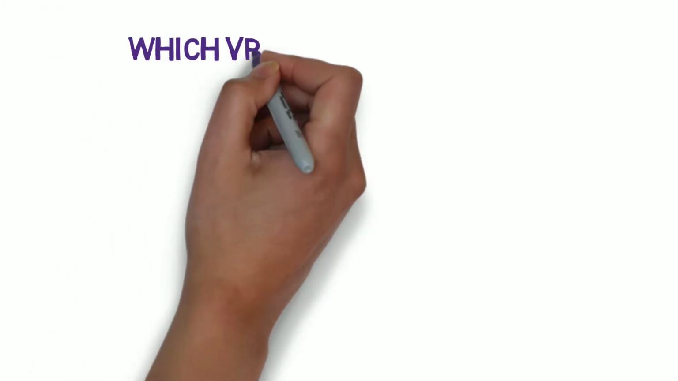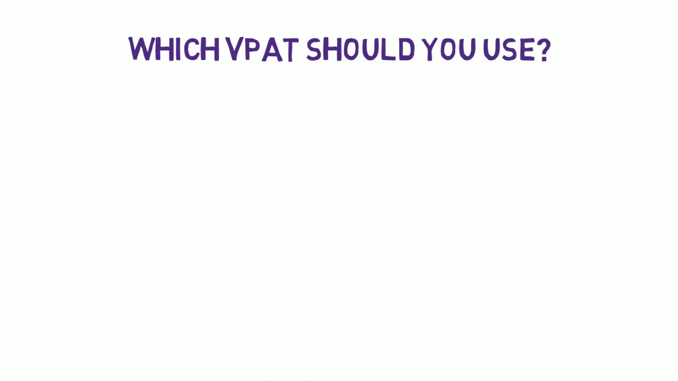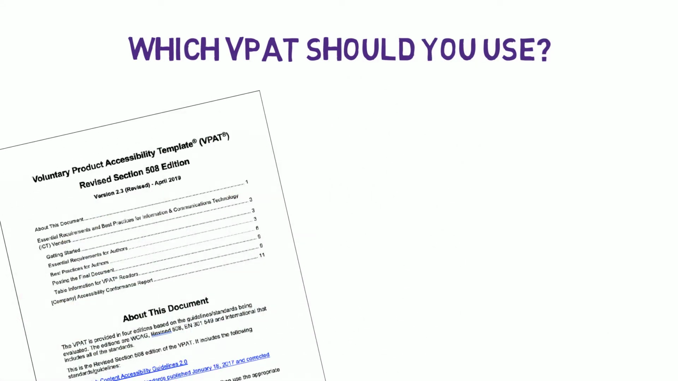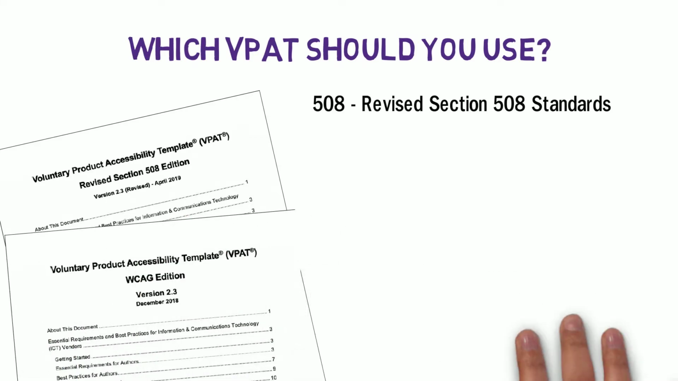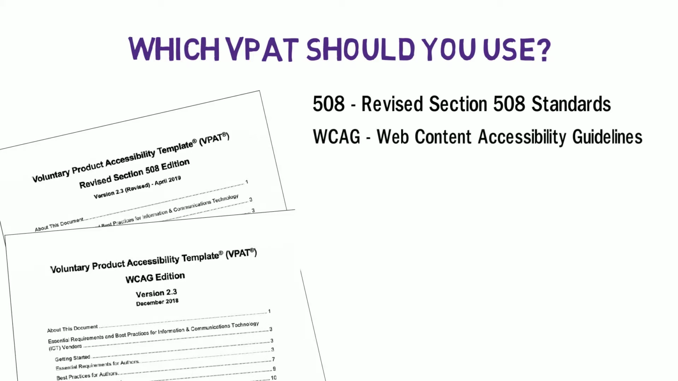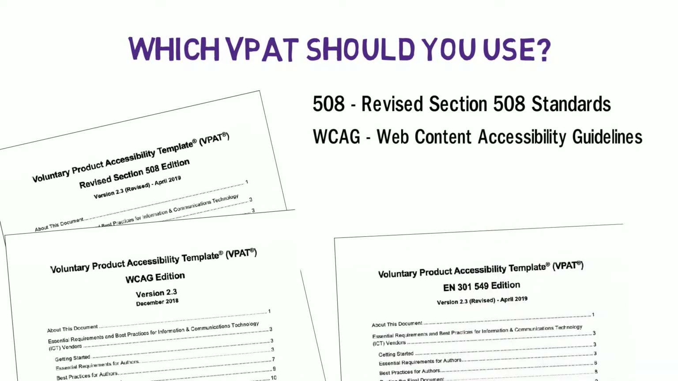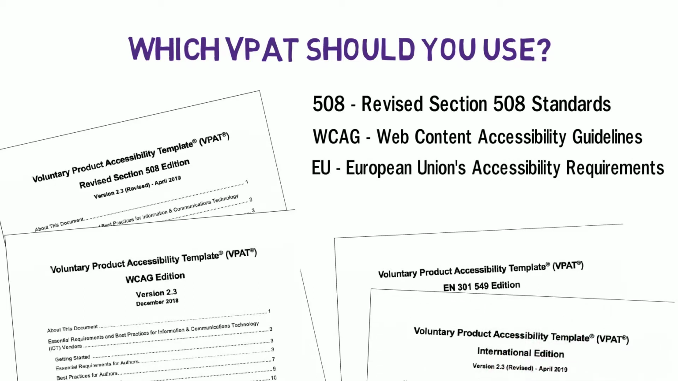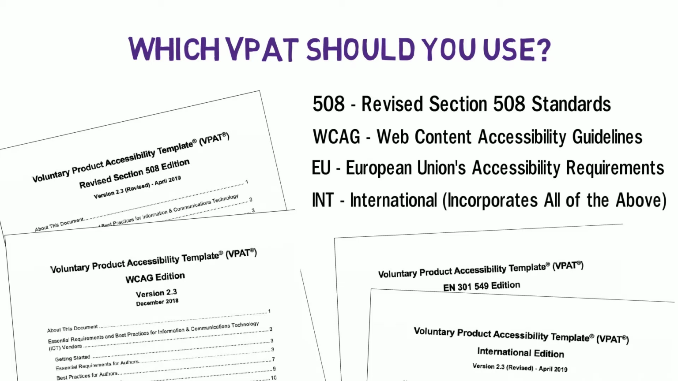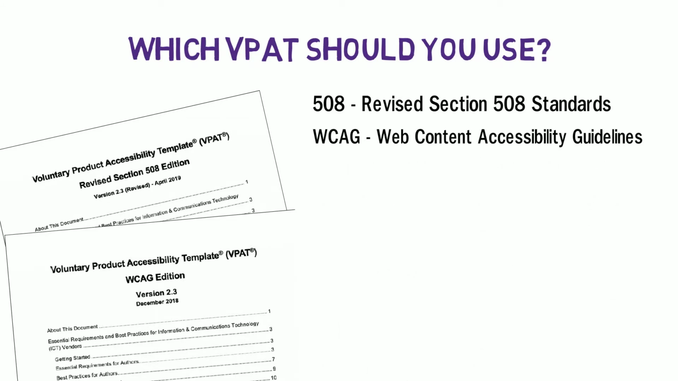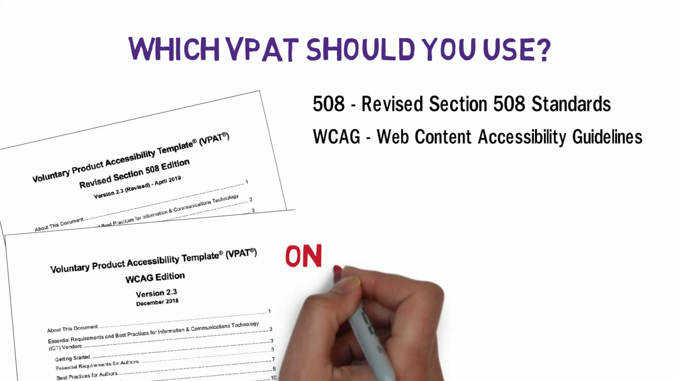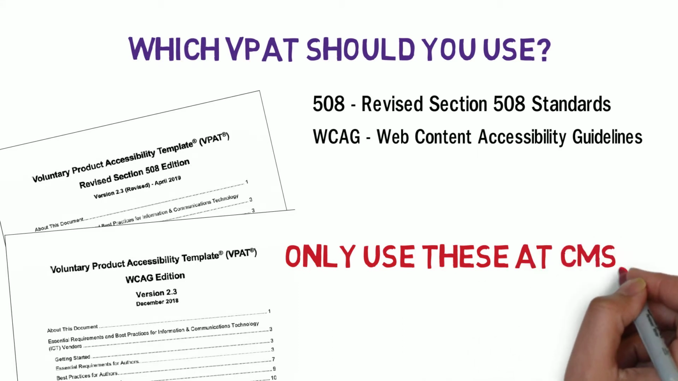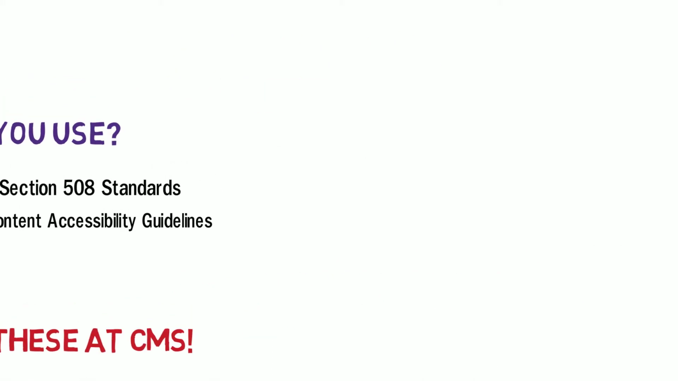Which VPAT should you use? There are 4 editions of the VPAT available based on the guidelines and standards being evaluated. These editions are 508, the revised Section 508 standards; WCAG, the Web Content Accessibility Guidelines; UA, European Union's accessibility requirements; and INT, which incorporates all 3 of the above standards. Please note that CMS does not utilize the UA or the INT standards, so the 508 and WCAG forms are the only versions to select for CMS.